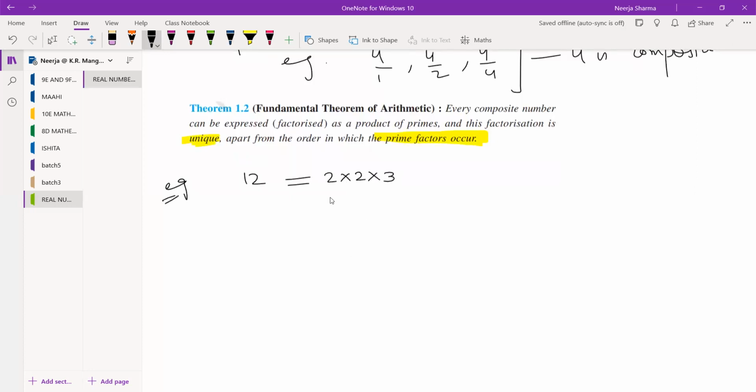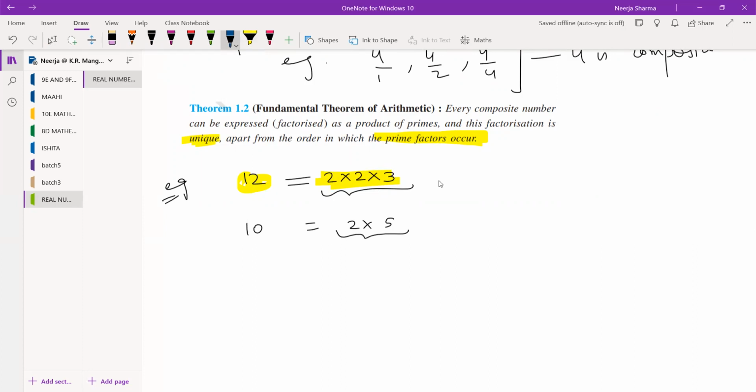Now he's saying here that this factorization, 2 into 2 into 3, would always give you 12. For example, 2 into 5 will always give you 10. 2 into 5 can never give us 12, and 2 into 2 into 3 would always give you 12. They cannot give you 10. Hence this group, 2, 2, 3, is unique for 12. It cannot give you any other number.